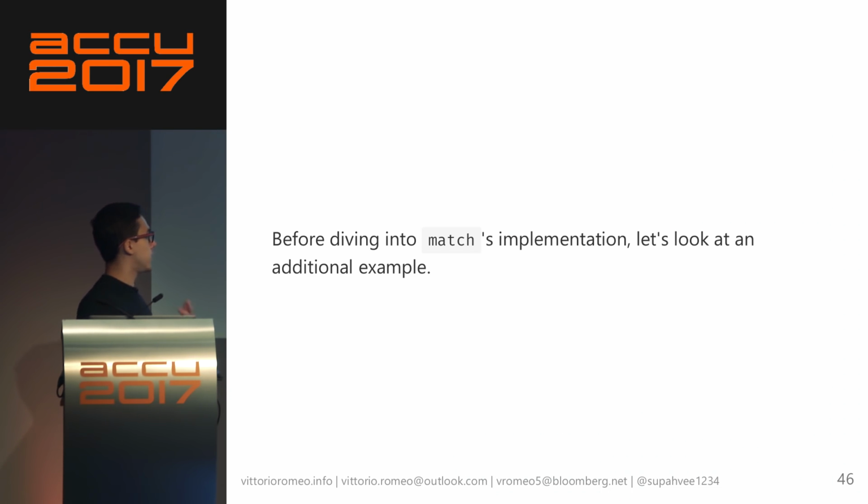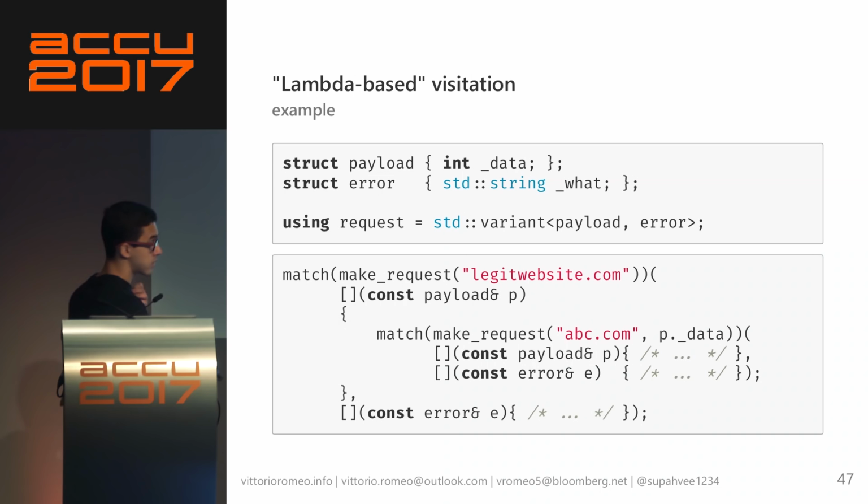So before diving into its implementation, let's look at an additional example. This is another example of error handling, which I think works really well when you have this kind of local pattern matching, because you usually want to handle the error in different ways depending on where you're doing the visitation. So let's assume you have a request that can result in either a payload or an error. The payload is some data, and the error gives you a string that tells you what the error is. So you can model this kind of result over a request in a very nice and expressive way.